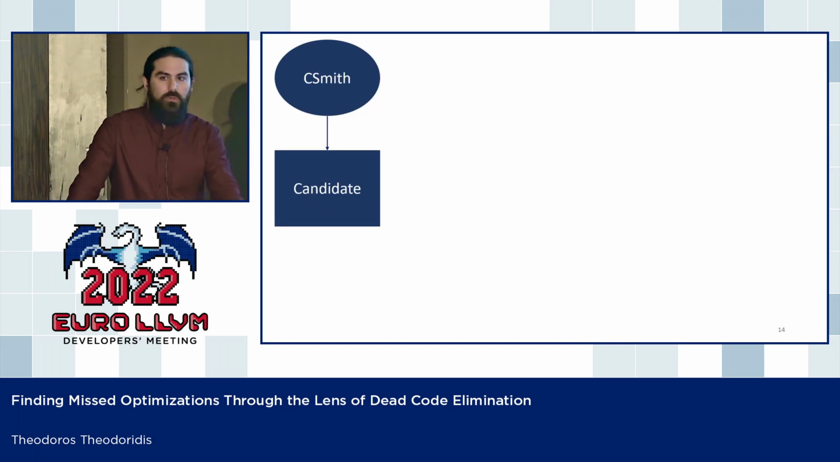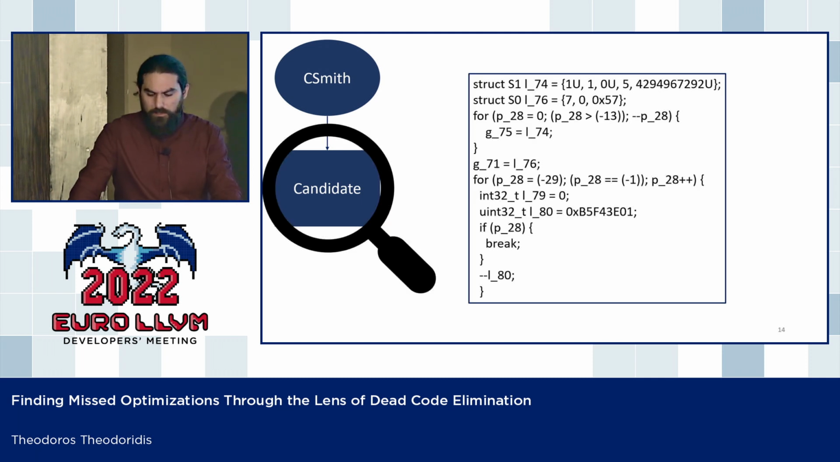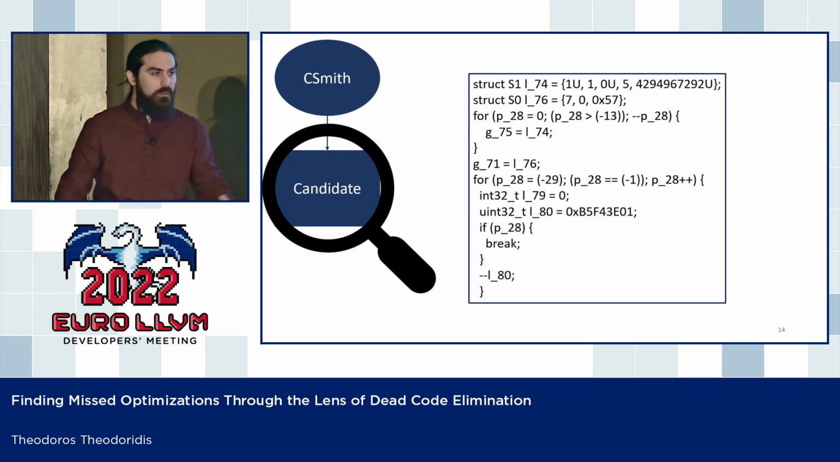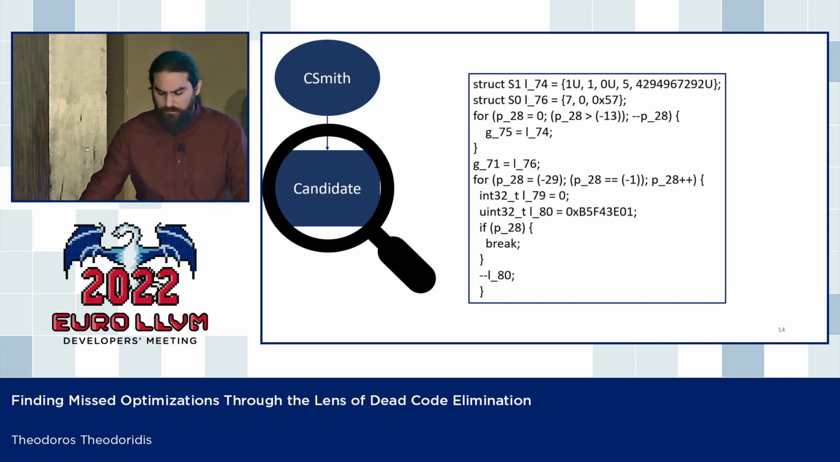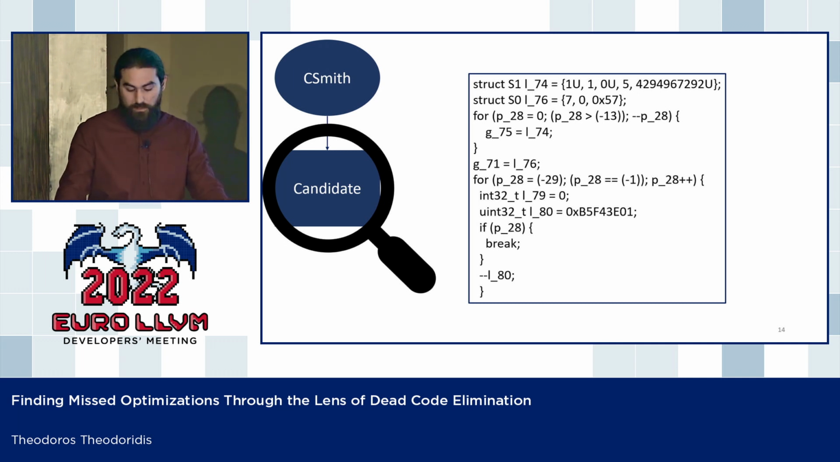So Csmith is a program that randomly generates C code. And the C code that it generates contains a lot of constructs, like a lot of control flow constructs, like loops, if statements. There's also arithmetic, function calls, and so on. So it's a full-blown program. It's just randomly generated. And it can be a few hundred or even a few thousand lines long.